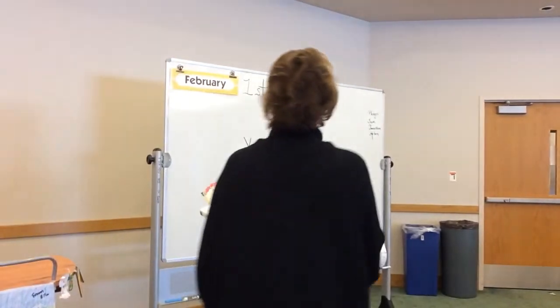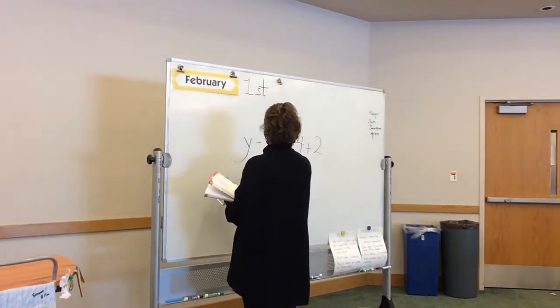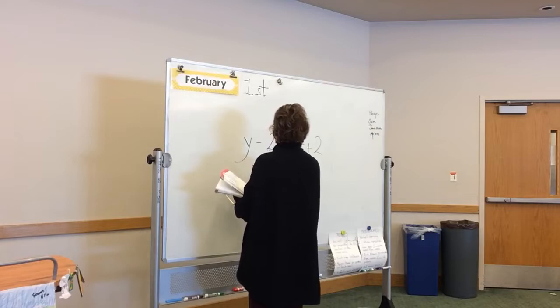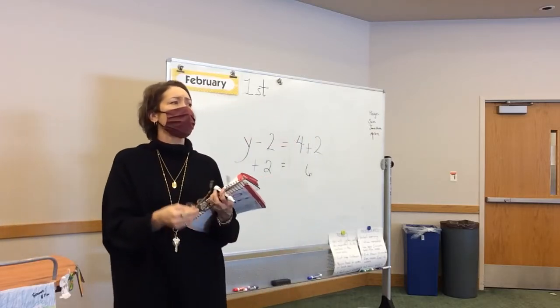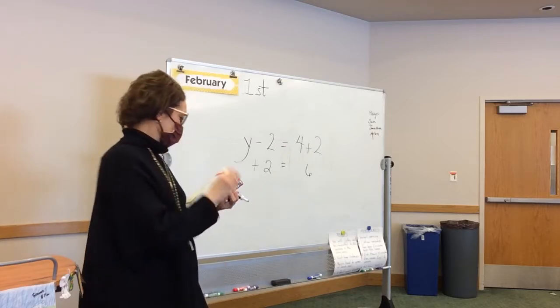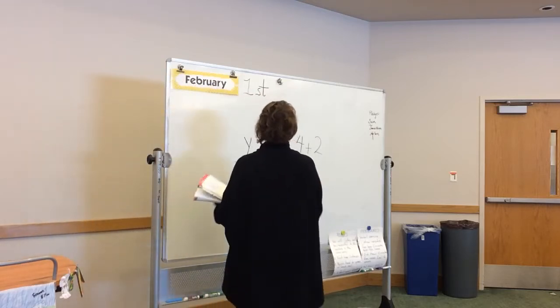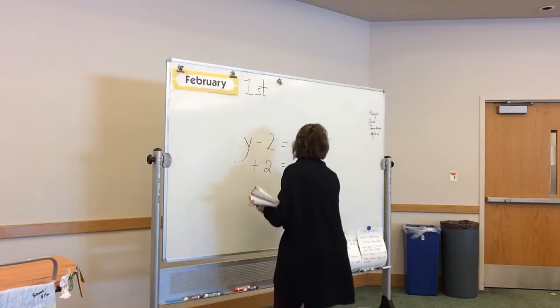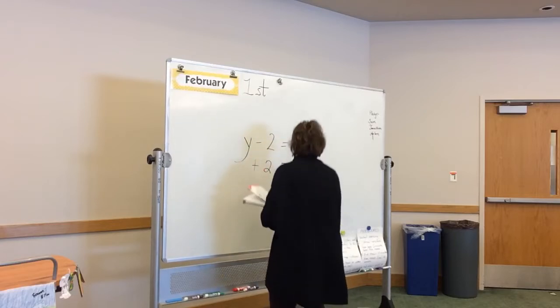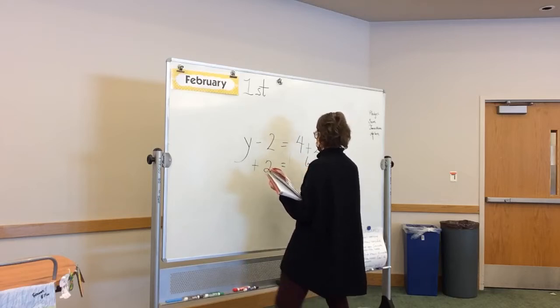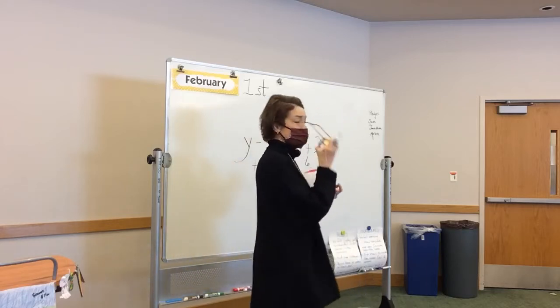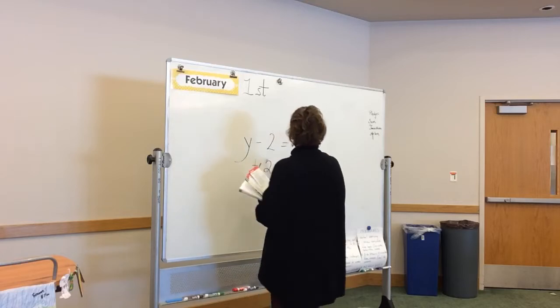So, plus 2. Now, if you do something on one side, do you have to do it on both sides? Yes. So we're going to put the 6 here. So now I need to do minus 2 or plus 2 over at the 6. Plus 2. Very good.